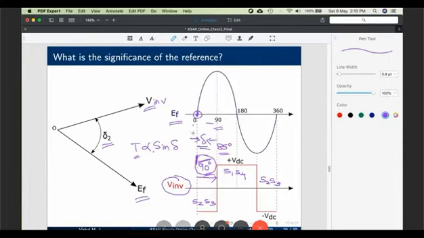In true synchronous mode, frequency was the control variable. TSM, stator frequency was your control variable. In self-control mode, delta is your control variable. Hope the concept is clear. Earlier you were varying the frequency, here you are varying the phase. That is the difference between these two modes of operation.